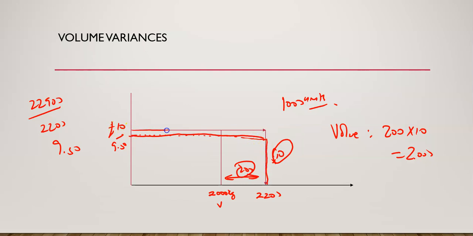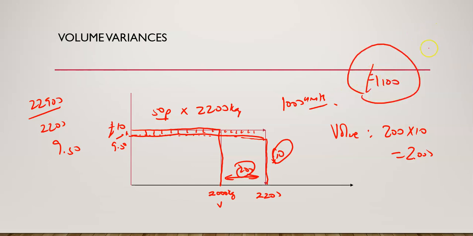So we started here. I've first worked out volume, and now we've taken into consideration that he's bought more. He's saved 50p on all the kilograms. But it's the variance, the difference, I'm interested in, which is the 50p times 2,200 kilograms. So 50p times 2,200 kilograms is 1,100 pounds. So he saved, and we have a favorable variance of 1,100.